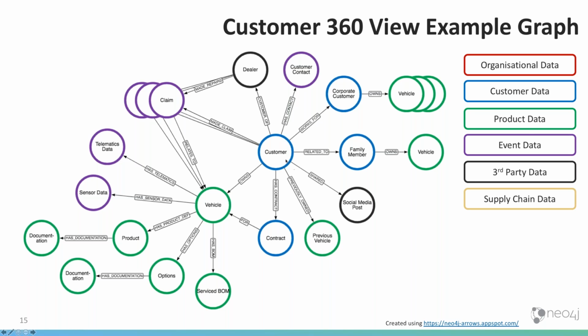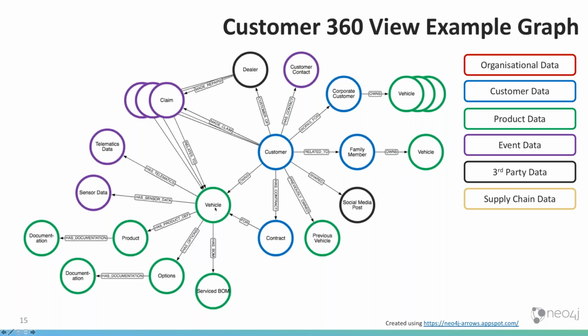So, of course, at the heart of the graph, we have our customer. We can understand the relationship, as we mentioned before, to other customers. This customer might work for one of your other corporate customers. They could be family members, so maybe husbands, wives, children, all have cars from the same company. We have contract information maybe between that customer and you.